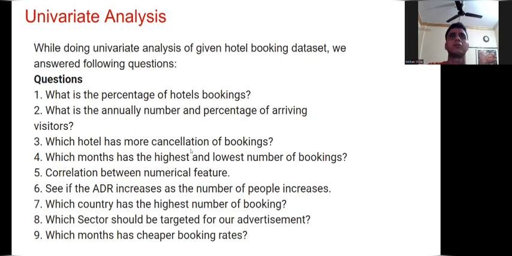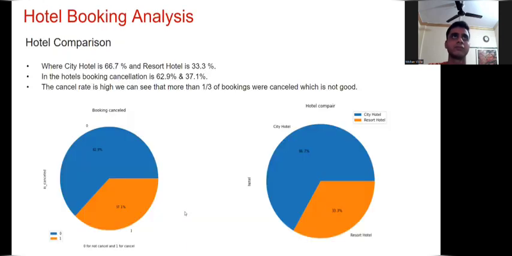Which hotel has more cancellation of bookings, which month has the highest and lowest number of bookings, and the correlation between various numerical features. We will take important numerical features and see the relation between ADR and number of people. Then we will find which country has the highest number of bookings, which sector should be targeted for our advertisement, and which month has cheaper booking rates for customers. Okay, so, hotel booking analysis.